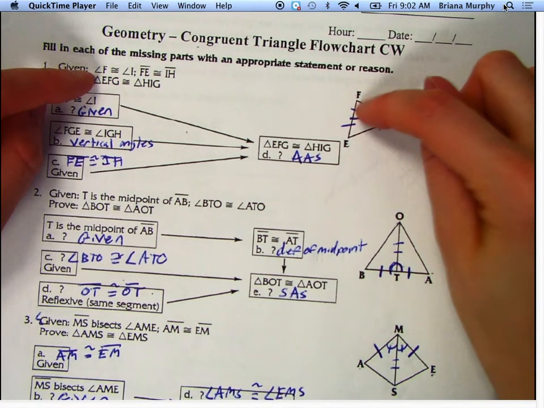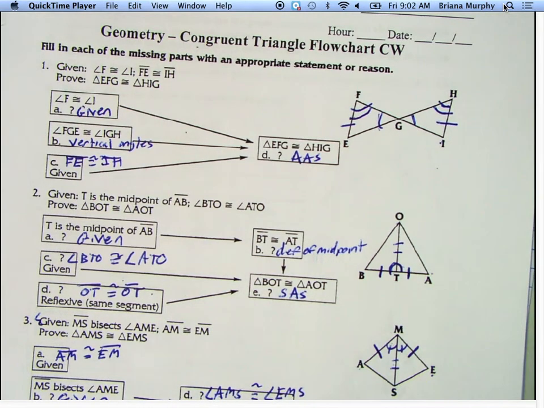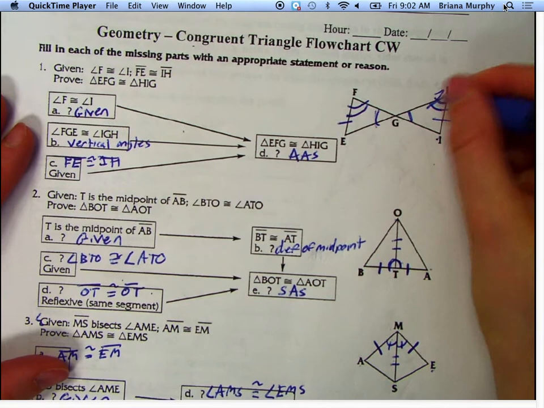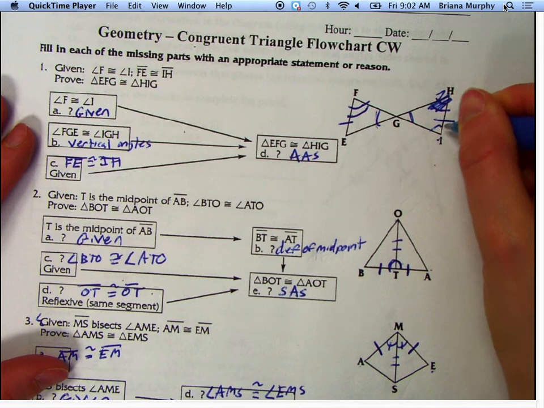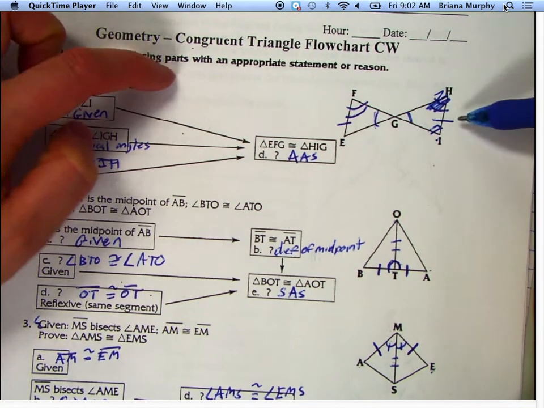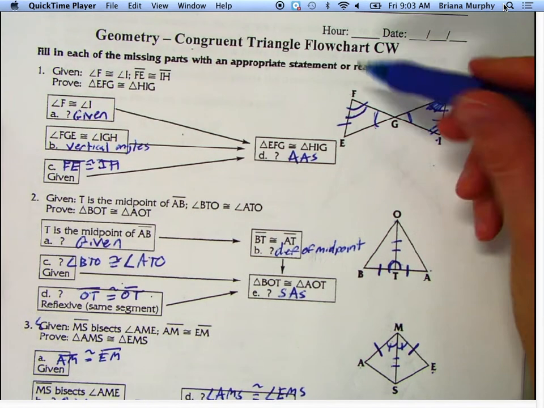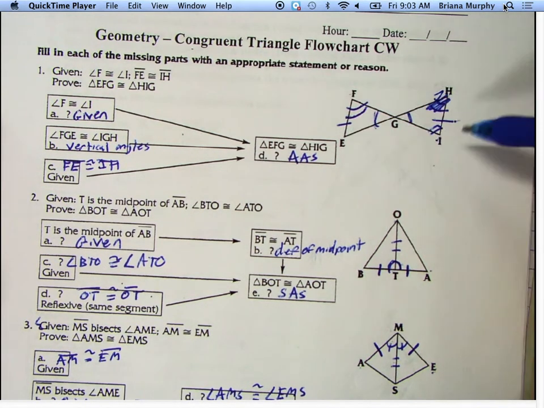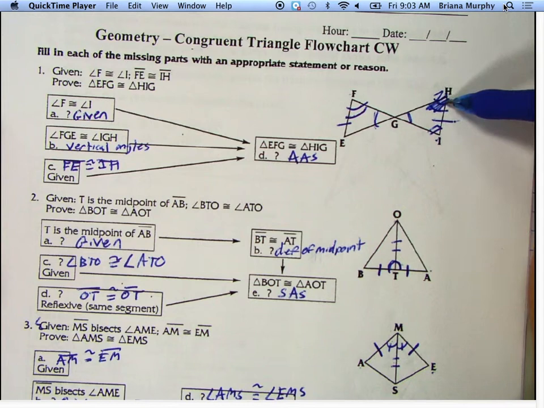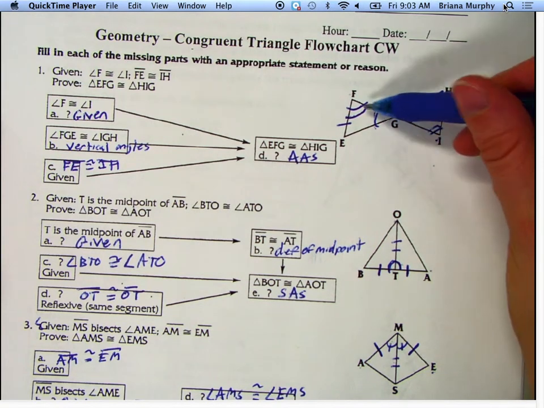Angle F is congruent to angle I. I believe that I have mismarked this as H. Angle F is congruent to angle I. FE is congruent to IH. Then I look at the picture. What else is congruent? FGE is congruent to IGH by vertical angles. So then I know these triangles are congruent by angle, angle, side.